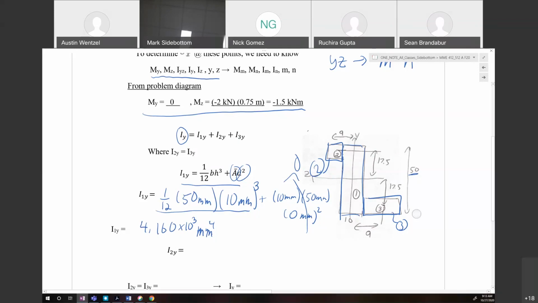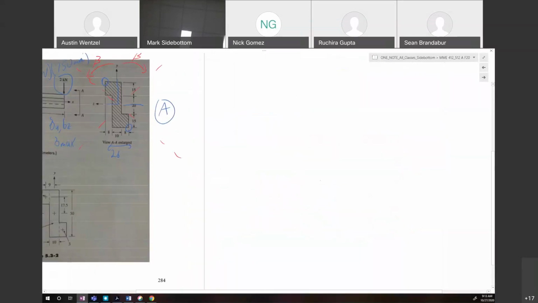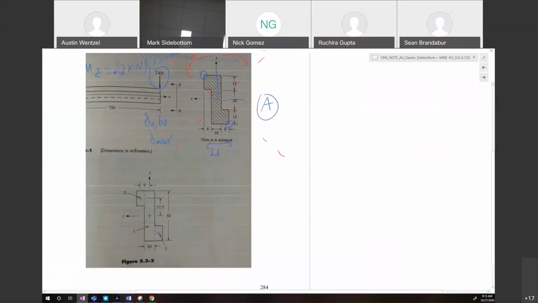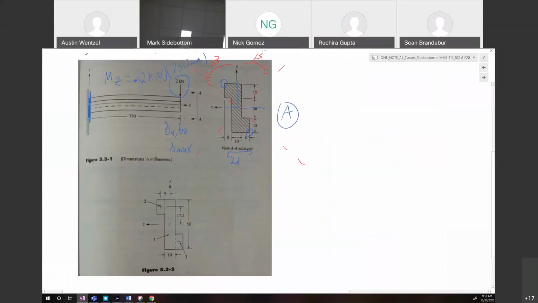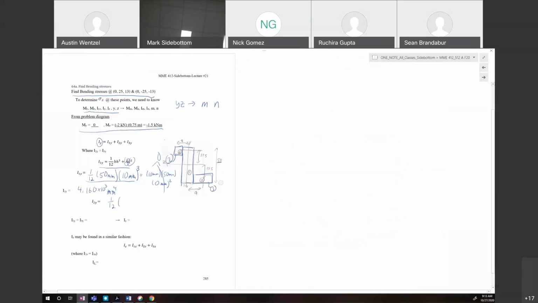Okay. All right. So for I2, you can do the same process for I2y. I2y is going to be equal to 1/12. The base of I2, from the last page, is equal to 15 millimeters. So if we go back here, the base is equal to 15 millimeters, and the height of it is going to be equal to 8 millimeters. So we just have 15 millimeters.